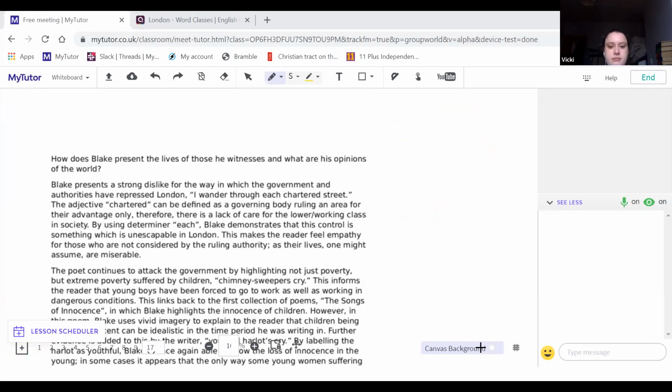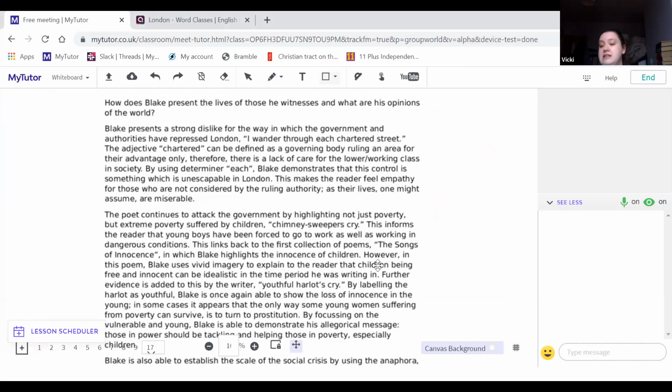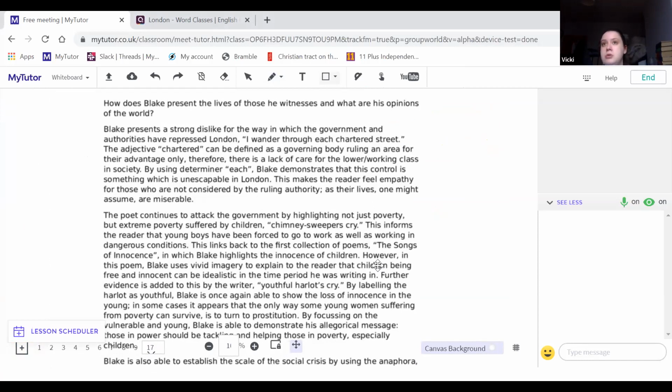Right, okay, so I haven't done a flatters table today just because I wanted to spend time really going through it with a fine-tooth comb rather than worrying about putting everything onto a table, but you absolutely can do that and it's a good idea for revision purposes. Right, okay. Blake presents a strong dislike for the way in which the government and authorities have repressed London. "I wandered through each chartered street." The adjective chartered can be defined as a governing body ruling an area for their advantage only.